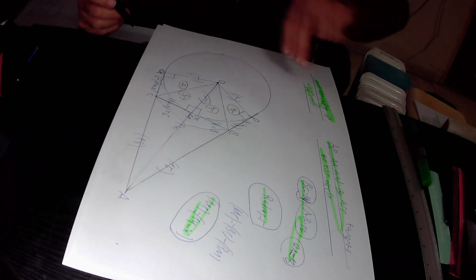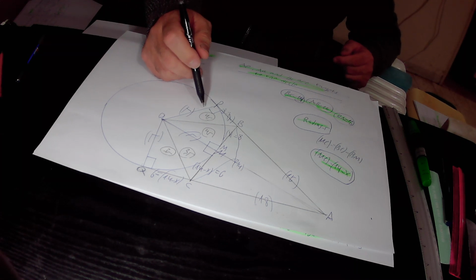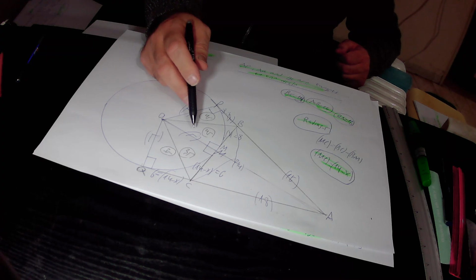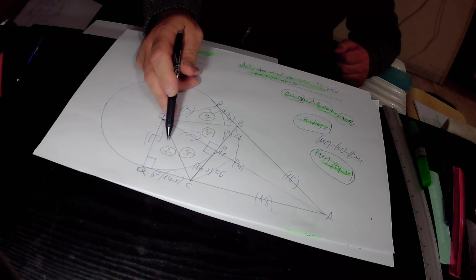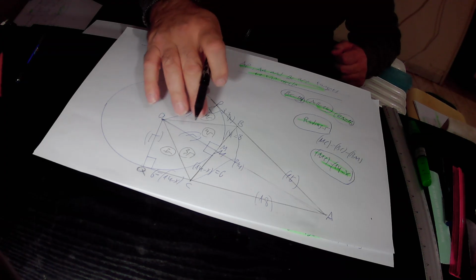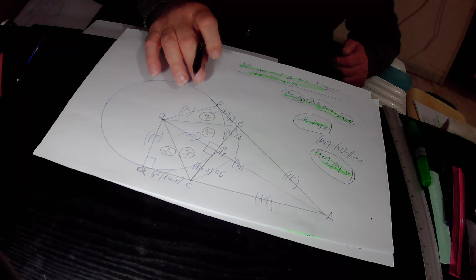So the sum of the areas of all those 4 right triangles in total equals 4R plus 4R is 8R. 8R plus 3R is 11R, and 11R plus 3R is 14R. So in total, the sum of the areas of all those 4 triangles is equal to 14R in square units.